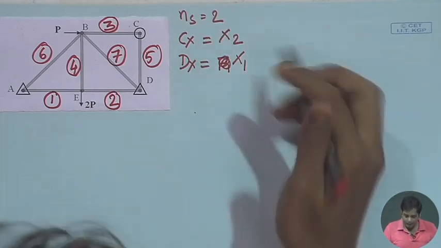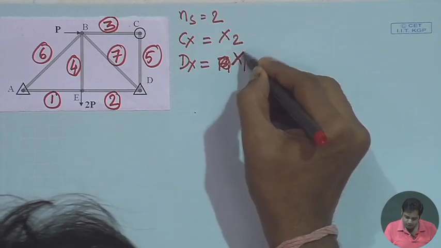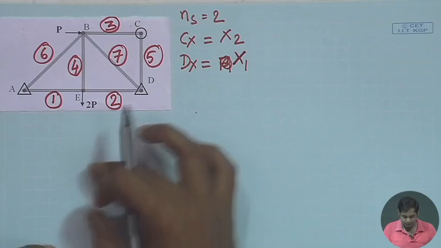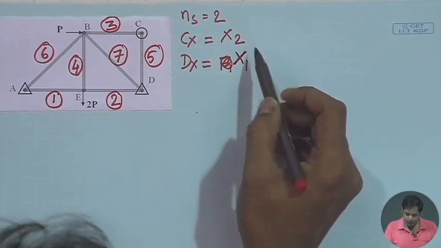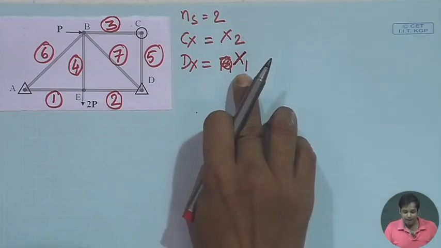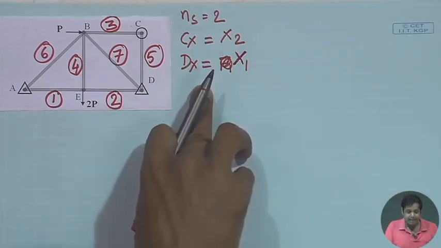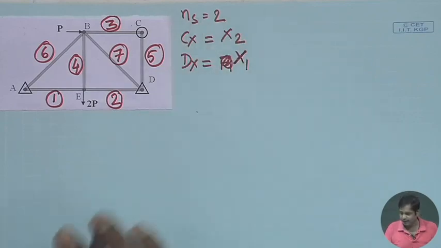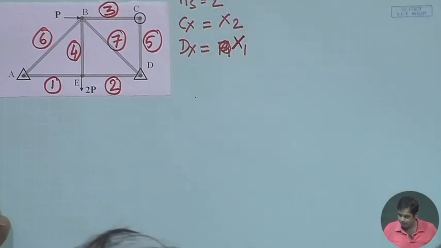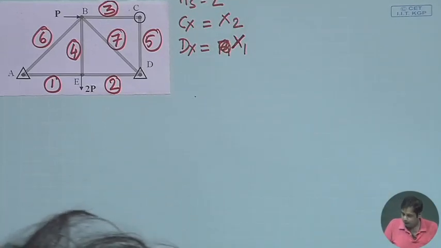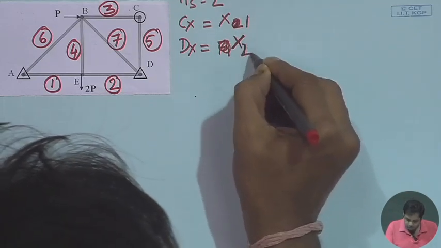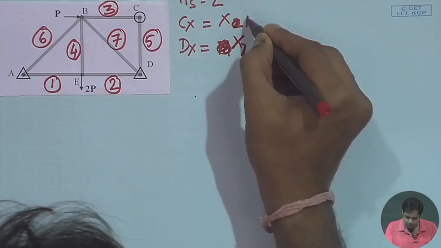The reason why we took X1 and X2 is that it will help us to write the equation in a proper format. So, X is the redundant force in this case, and the first redundant force is Dx and the second redundant force is Cx. That's how I have given the numbering. So, this is 1, this is 2. That is what we have written.